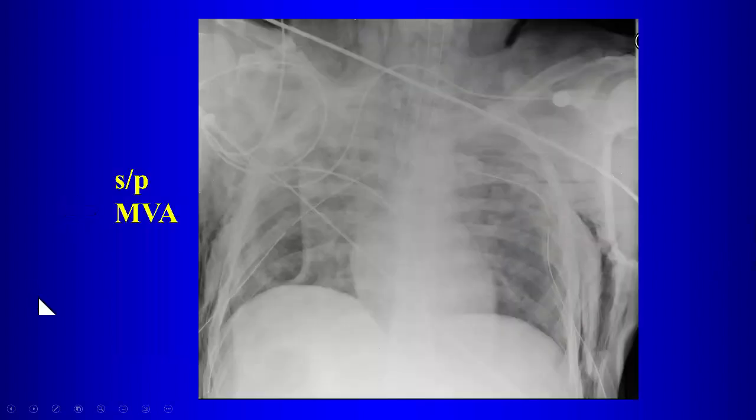Status post motor vehicle accident, chest x-ray looks like this. What's the problem here? There's emphysema in the chest. Yeah, there's a large amount of emphysema in the chest. There's a large air leak, okay? So if there's a large air leak in a patient with trauma, what are we concerned about?